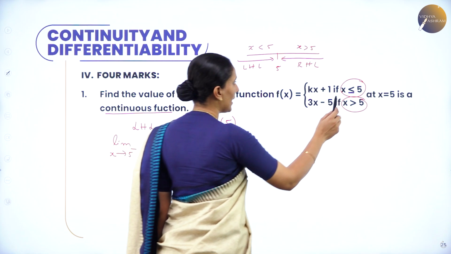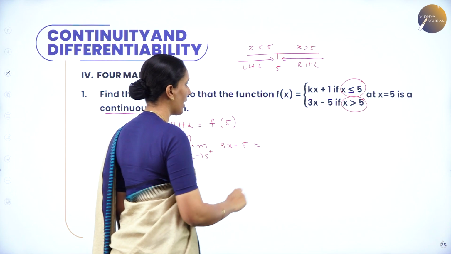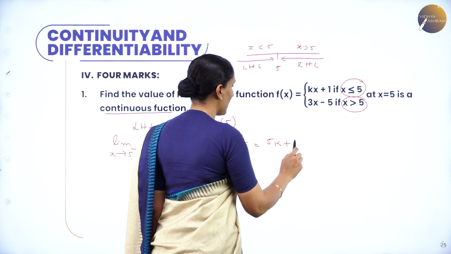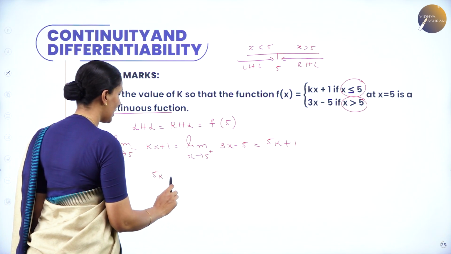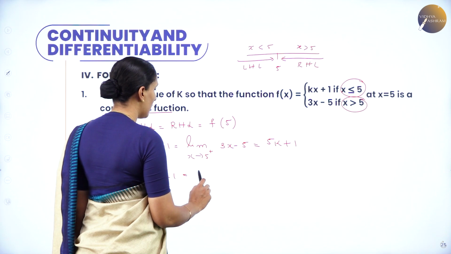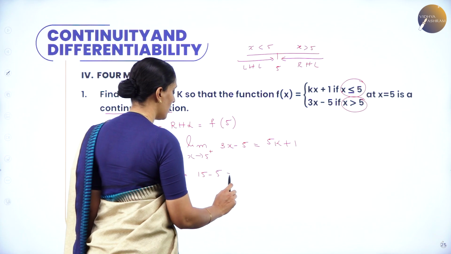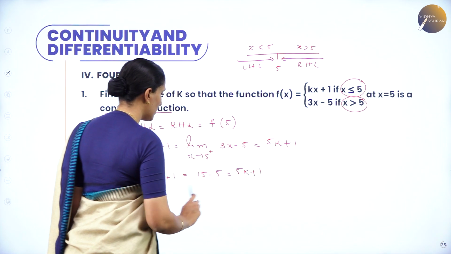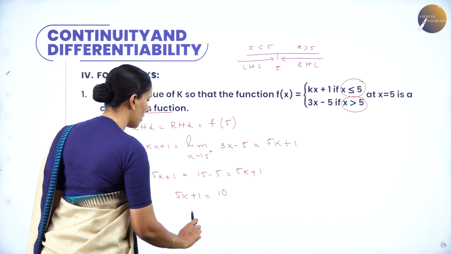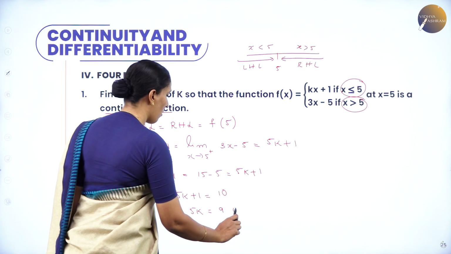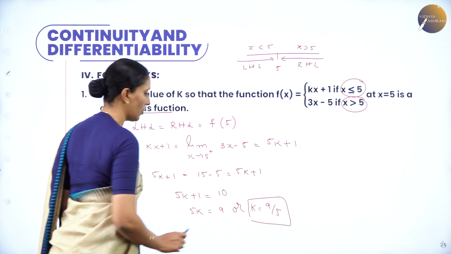And f of 5 means at x equal to 5, the function is kx plus 1. That means the x value is 5, so therefore it is 5k plus 1. Now applying the limits for both, we will get 5k plus 1 equals 3 into 5, which is 15 minus 5 equals 5k plus 1. So by this we can clearly write 5k plus 1 is equal to 10, 5k is equal to 9, or k is equal to 9 divided by 5. So this is the value of k.